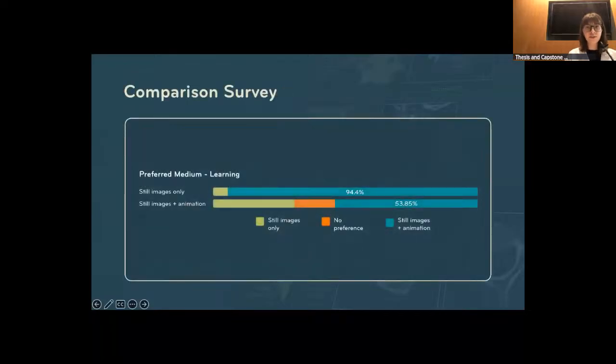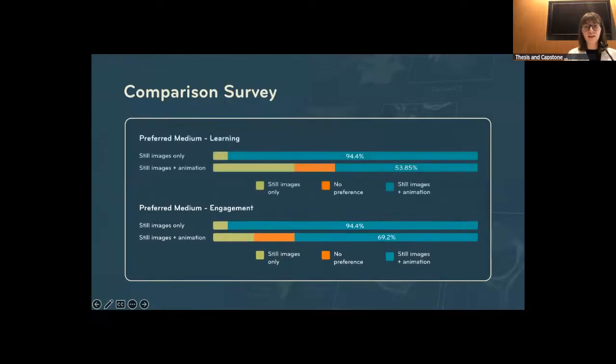When our participants were asked whether they would prefer learning from the still images only or the still images and animation, our participants overwhelmingly chose still images and animation, as shown by the teal portions of the bar graph. Participants who completed the survey having watched the animation were more split on their media preference than those who viewed still images only. The same can be said with the participants' preferences for engagement.